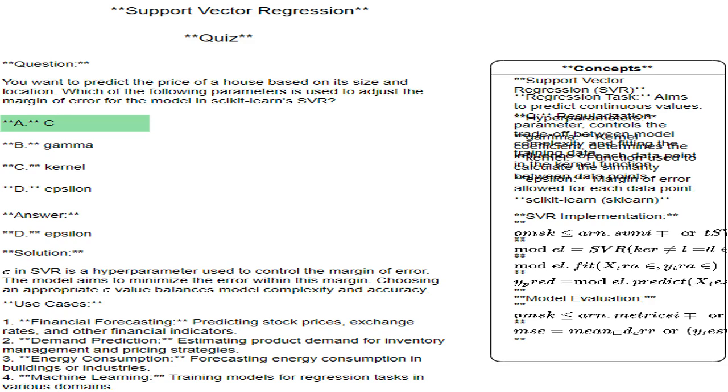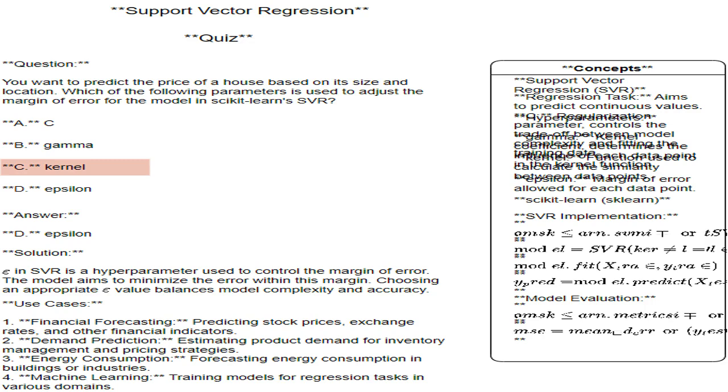False. B, gamma. Gamma is the kernel coefficient in SVR. It determines the influence of each data point in the kernel function. It's not involved in setting the margin of error. False. C, kernel. The kernel function in SVR defines how the similarity between data points is calculated. It doesn't control the margin of error.